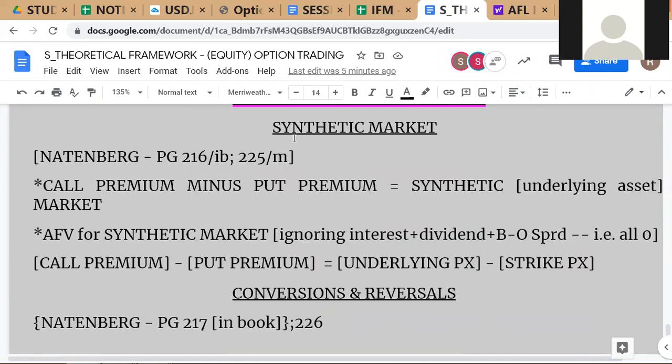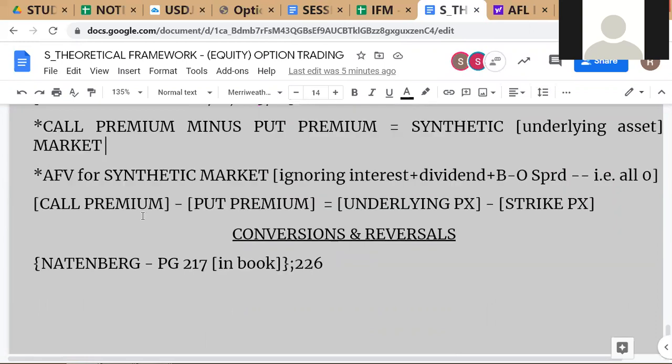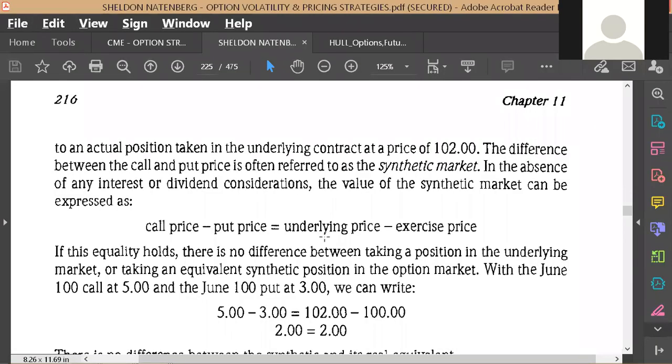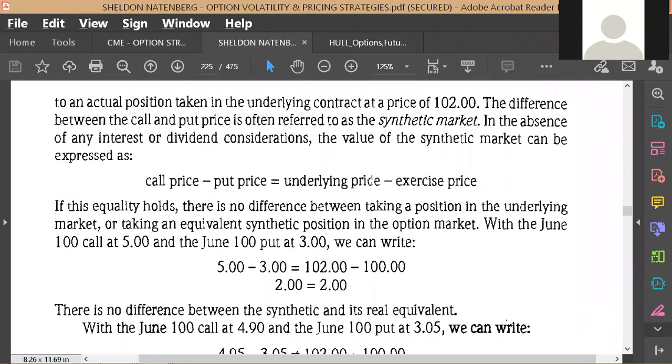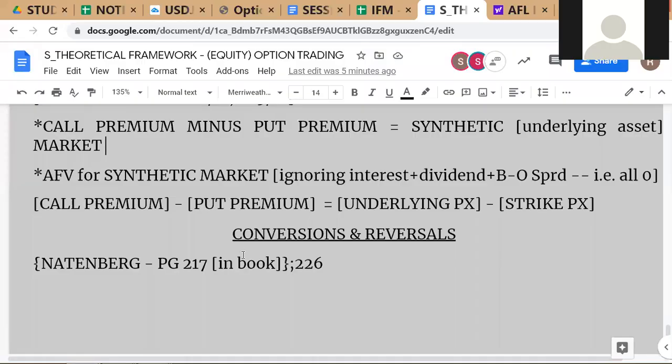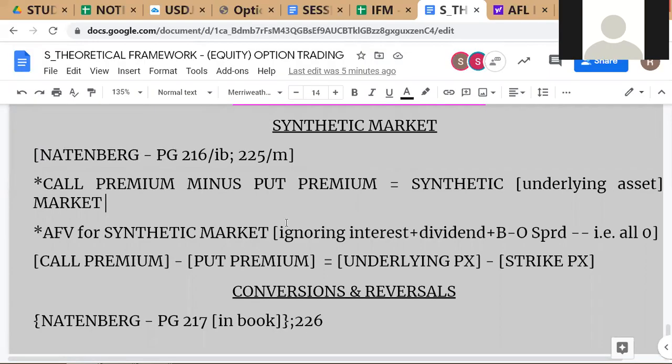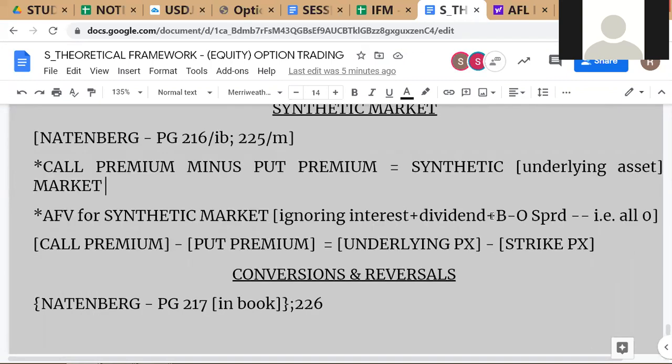And so here we have the synthetic market and the AFV for the synthetic market. Here he's saying call premium minus put premium should be equal to this. Now, why should this be true? It's actually not very well explained in the book. The theoretical underpinning for this relationship is not well explained. But let me show you how you can understand this better. Okay, so we are referring to the Natenberg book, the page number is given, but let me explain why.